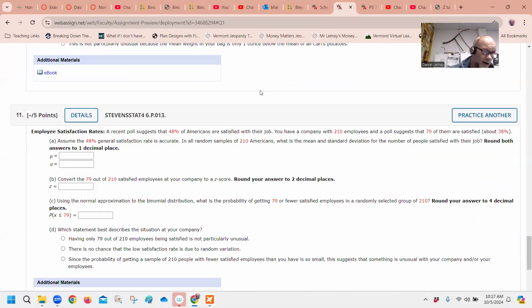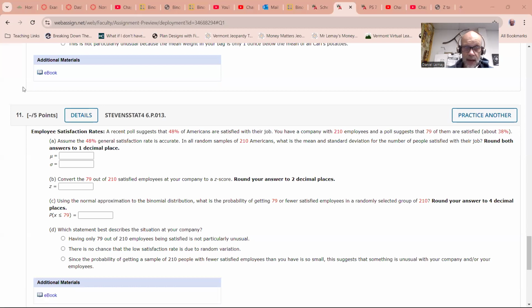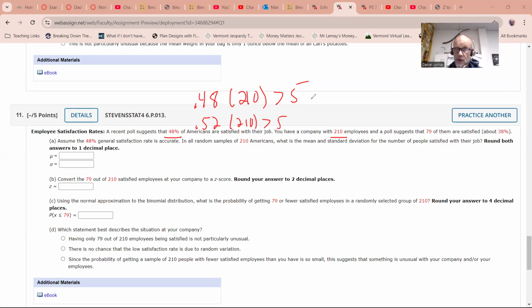So first off, let's figure out if a normal curve is appropriate. And of course they gave it to us. We know it's going to be, but let's make sure so we know how it works. The probability of success is 0.48, and we're taking a sample of 210 employees. Is 48% of 210, that's almost half, going to be bigger than 5? Well, it sure is. And then if we do 1 minus that, we get 0.52 times 210. Is that greater than 5? Well, again, yeah. So this is the normal distribution. We can use normal curve calculations to do that.